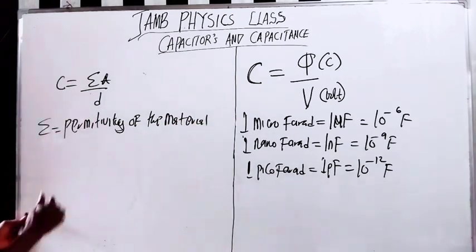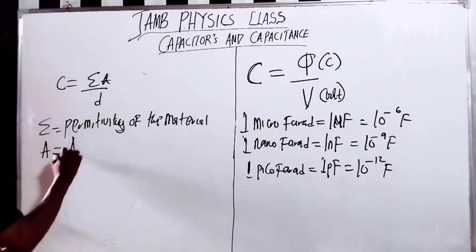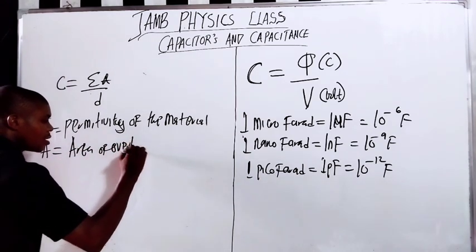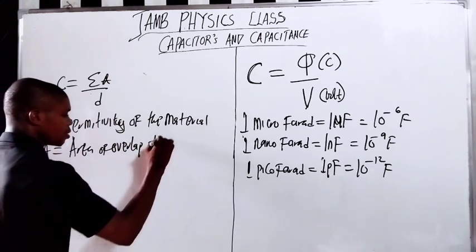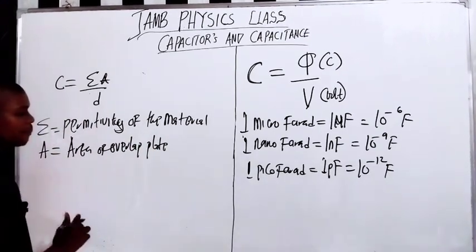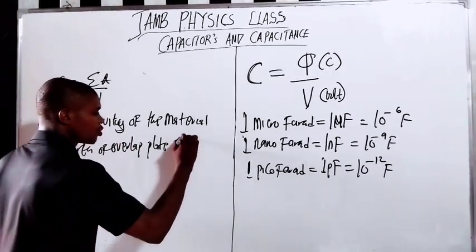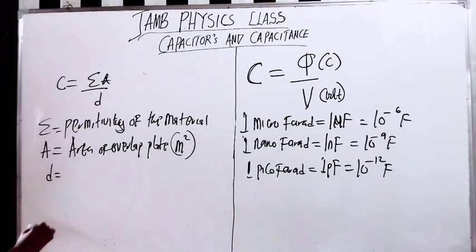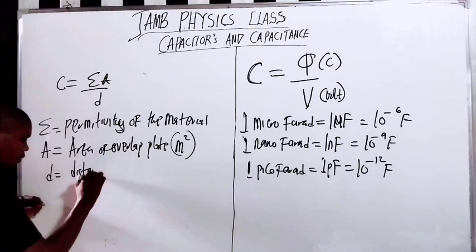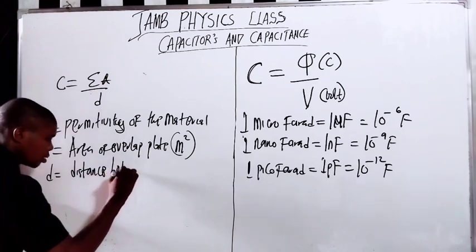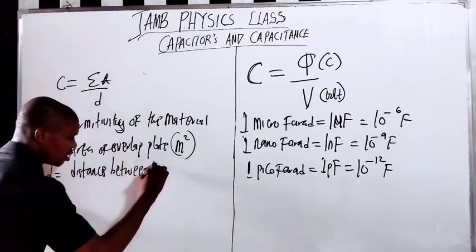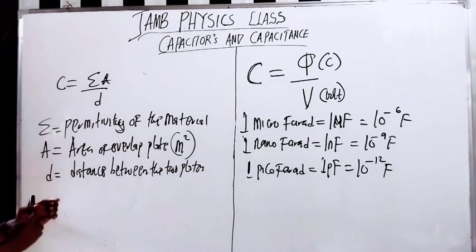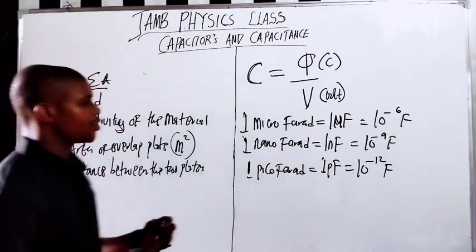Permittivity of the material. A is the area of overlap of the plates, which is in meters squared. Then D is the distance between the two plates. Very important here. So they are the two key formulas you need to know.